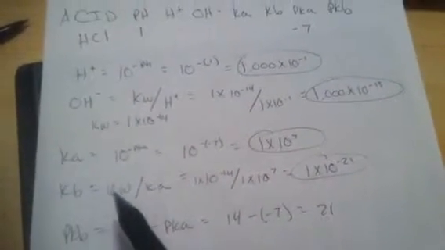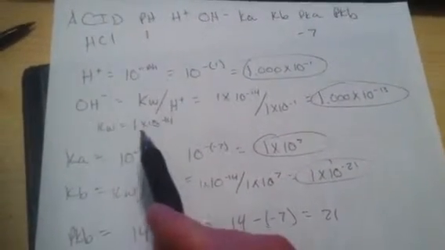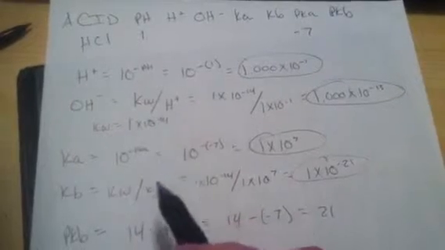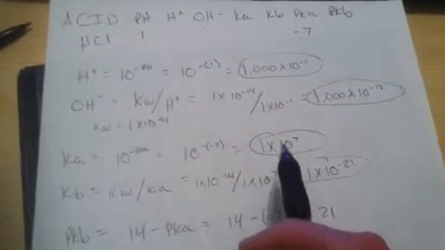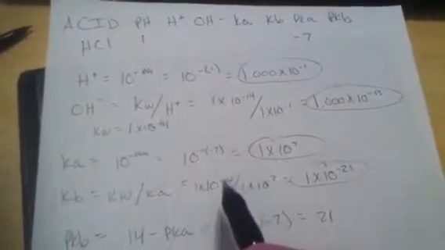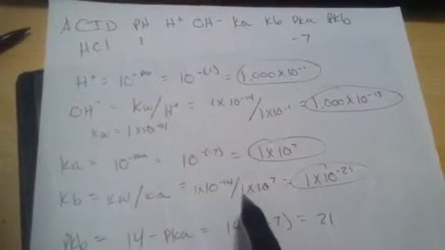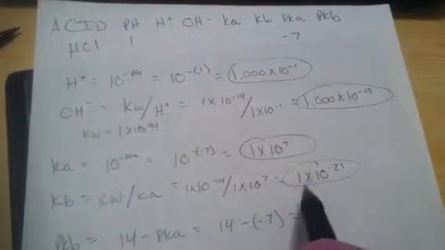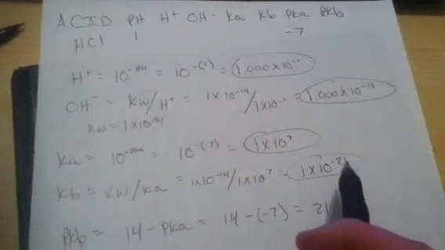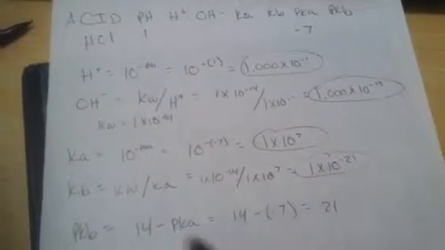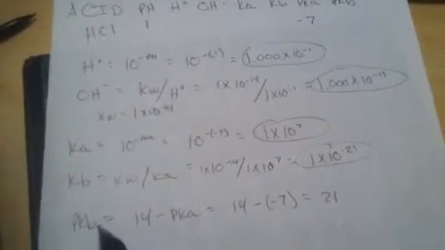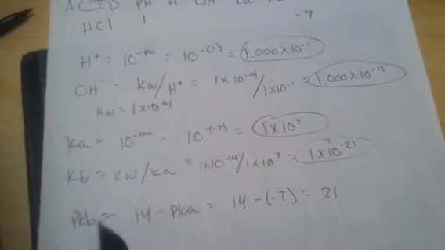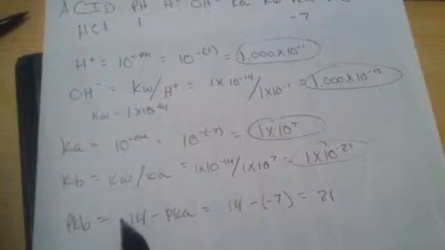For Kb, we're going to take K sub W, which remember is 1 times 10 to the -14, and divide it by the Ka value that we just figured out. So it's a pretty simple calculation right here. 1 times 10 to the -14 divided by 1 times 10 to the 7th. That's going to give us 1 times 10 to the -21st.